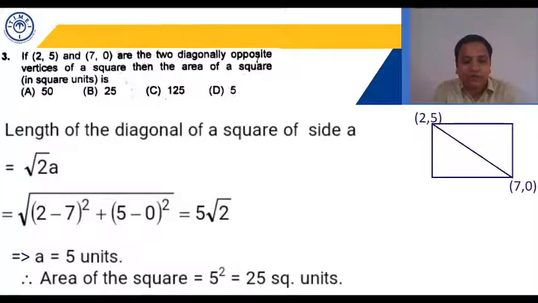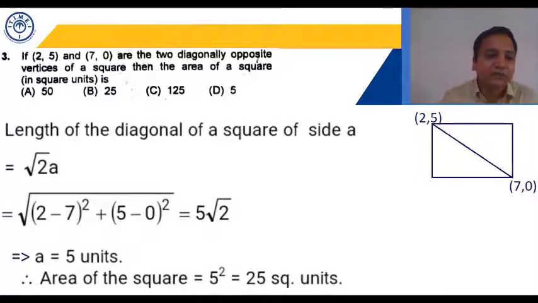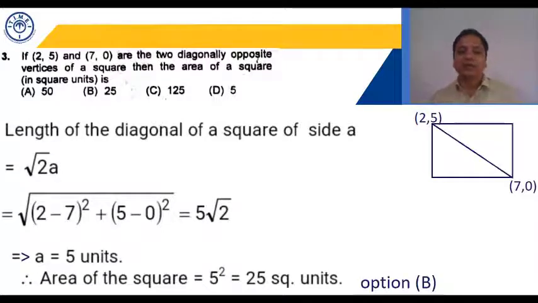So we look at the choices. First option says 50. We had got under root of 50. Somehow if running at speed, we forget about root, we can mark answer as 50, which is wrong. Area of the square is 5 squared, that is 25 square units. So if we look at the choices, we have option B as our answer.